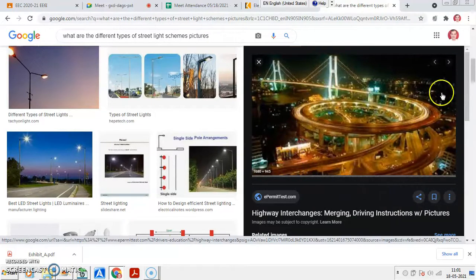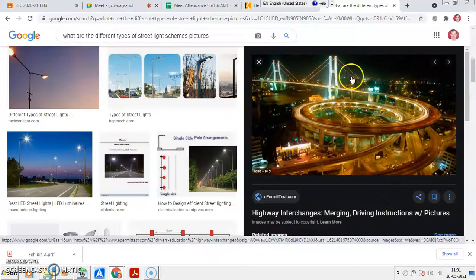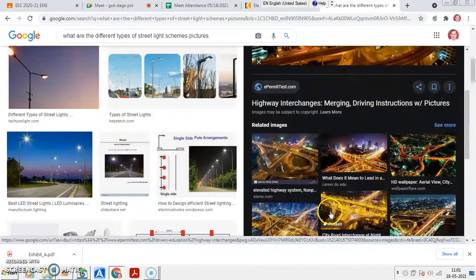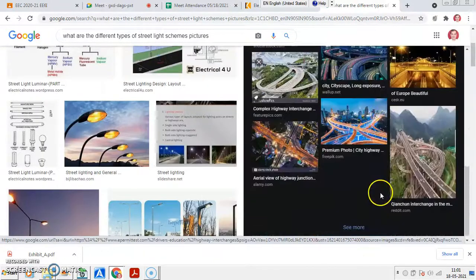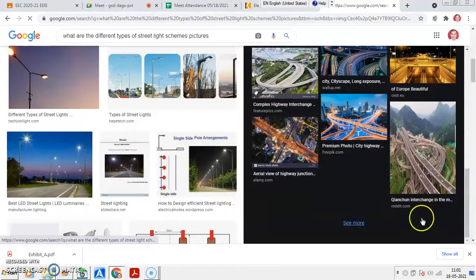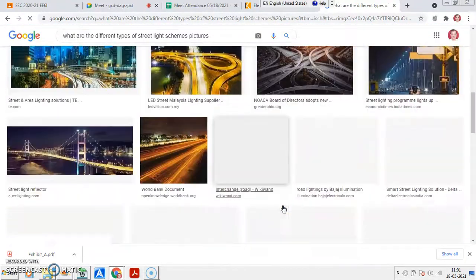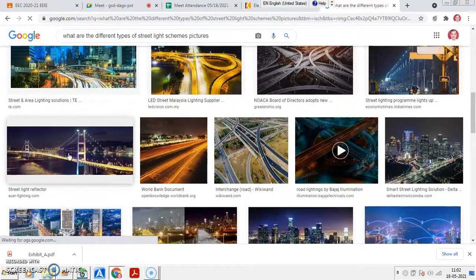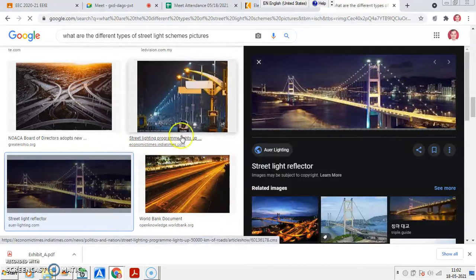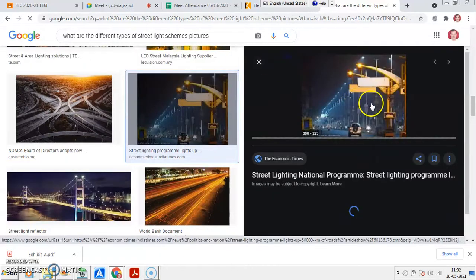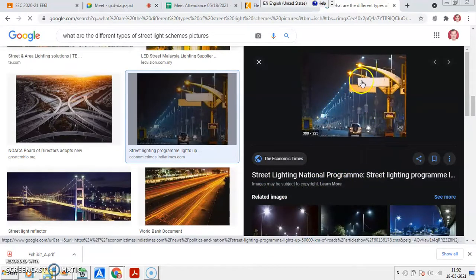This is another example. Highway interchange, merging. So various types you can see. Many pictures are there with you. You can see more. You can have all this. Right? Bridge. This is also a street lighting. Central.